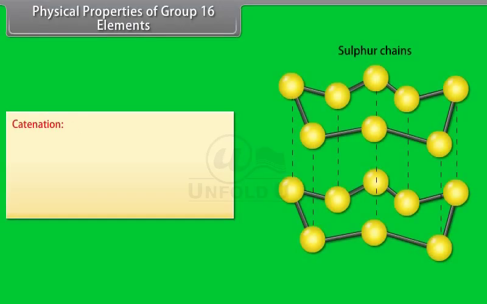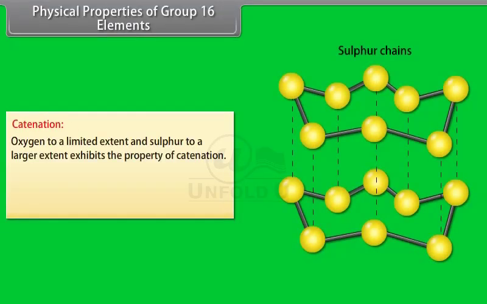Physical properties of group 16 elements. Catenation. Oxygen to a limited extent and sulfur to a larger extent exhibit the property of catenation.